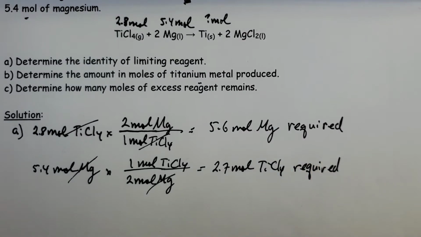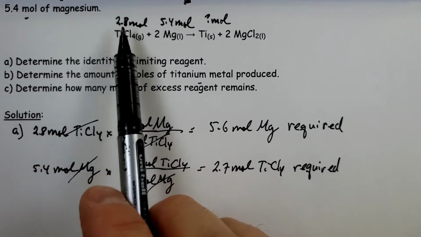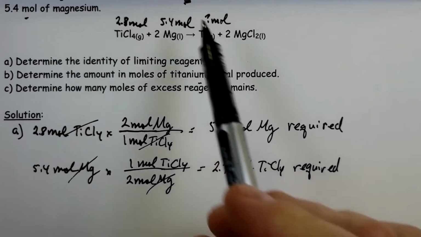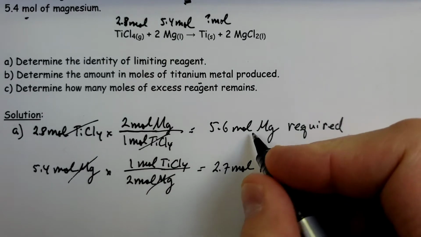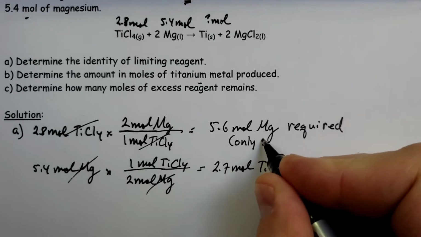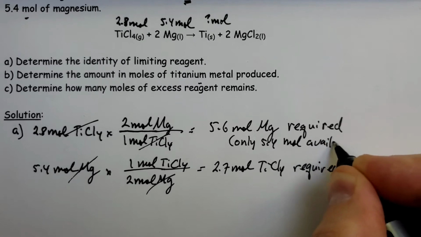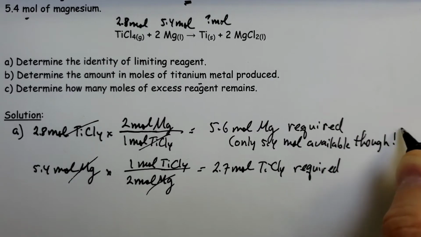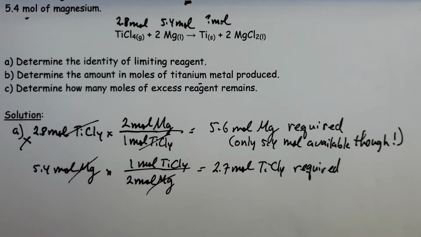So let's take a look. Back in this first step, if I try to use up all this 2.8 moles of titanium tetrachloride, I need 5.6 moles of magnesium. Do I have it? No, I don't. I have only 5.4 moles available. We don't have enough. So this step simply cannot work.